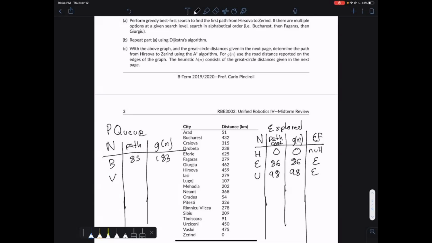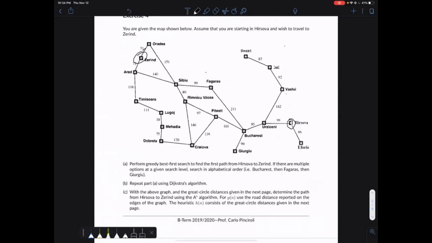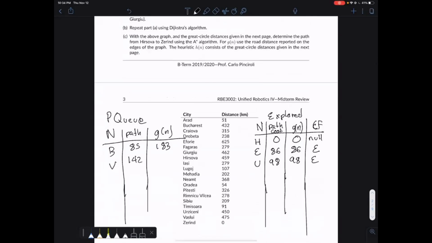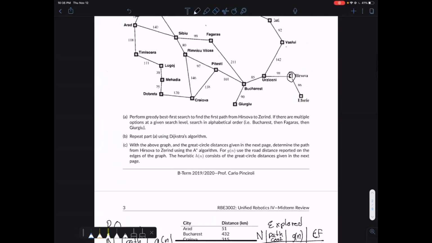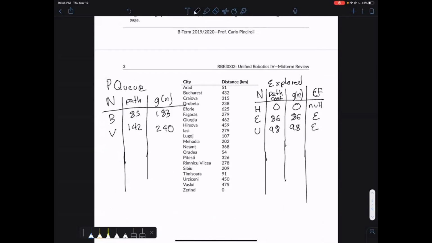Same thing with the V node. So we have our path cost of V. From U to V is a cost of 142. G of n is going to be equal to the g of n of the last node plus our path cost. So that's going to be equal to 240. Cool. So that's the next step of the algorithm. Go back to the top, pop the node with the lowest cost. In this case, it's node B. So we pop off node B. Node B came from node U, and then we fill in our values of 85 and 183.